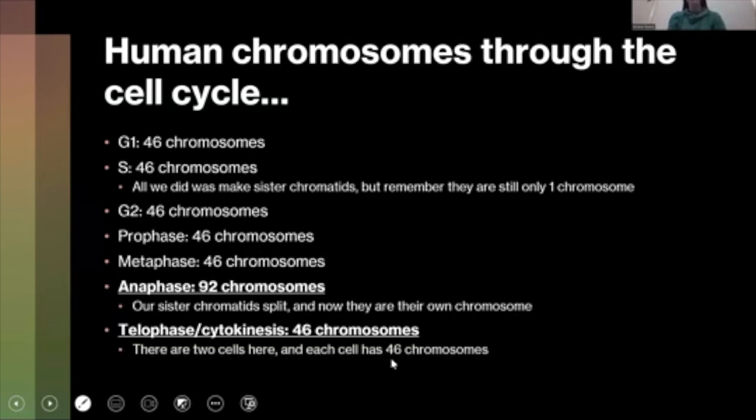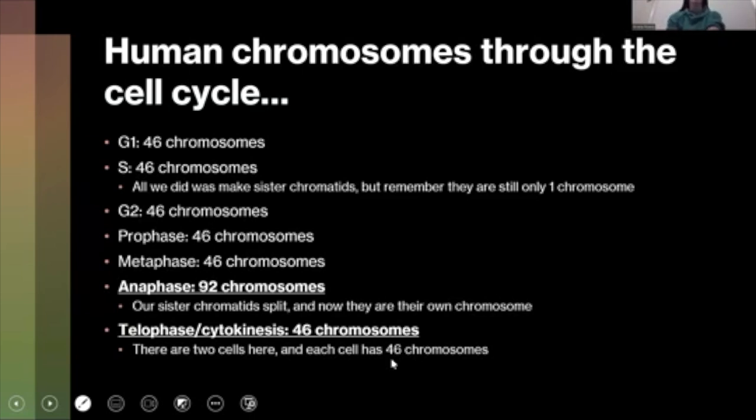And in telophase cytokinesis, this is splitting back up into 2 cells, and they happen at the same time, which is why they're listed together here. So now in each cell, we have 46 chromosomes because we had 92. Each cell took half. So you'll notice the 2 important things for chromosome counting both happen at the very end. Everything stays the same until anaphase, we double. Telophase / cytokinesis, we halve.